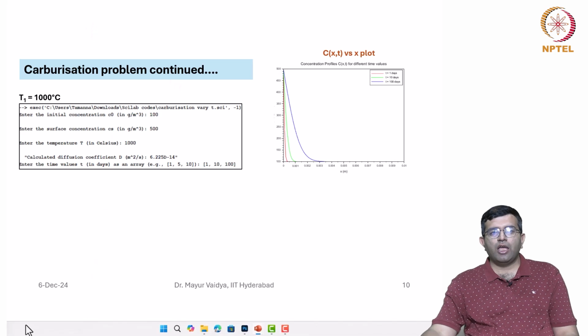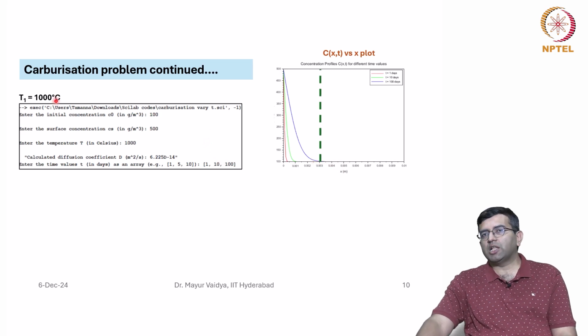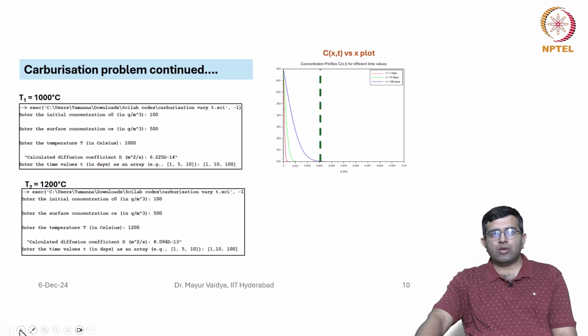For example, for this particular steel, I want to achieve a case depth of 3 millimeters. You can see clearly that 3 millimeters is barely reached even in 100 days if you anneal at 1000 degrees centigrade. That means 1000 is clearly not enough for this particular combination of parameters to achieve it in 100 days. Now, let me see if I change the temperature.